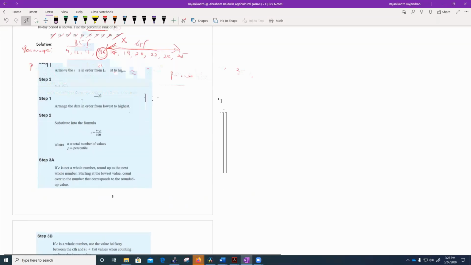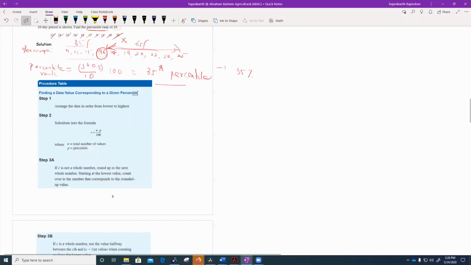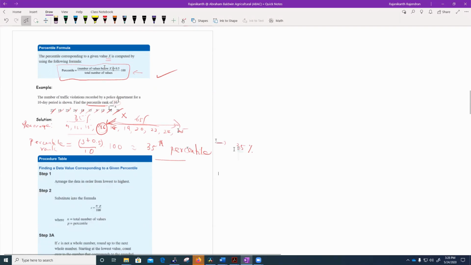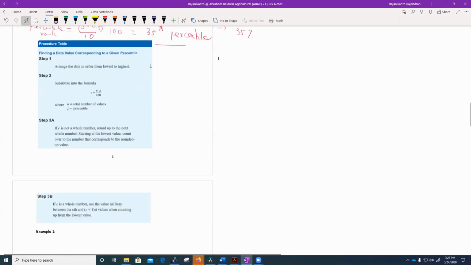Okay, let's look at another one. Finding the data value corresponding to the given percentile. This is in backwards. Here, if you are given a percentile rank, then how do you find the actual data? Remember in previous parts, you are given the actual value in this example. We were able to find the percentile rank. Now, this method will explain it backwards.